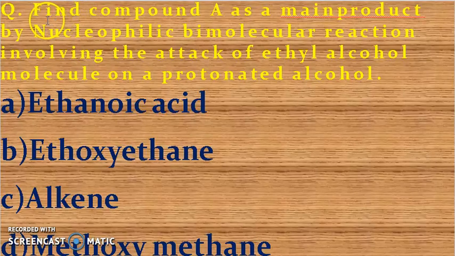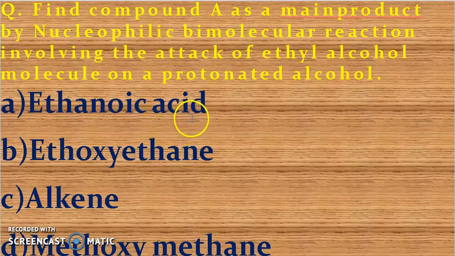The question I have given is: find the compound A as a main product by the nucleophilic bimolecular reaction. What does that mean? Nucleophilic bimolecular reaction means it is an SN2 reaction. Actually the reaction involves an attack of ethyl alcohol molecule on a protonated alcohol. So the ethyl alcohol is attacking the protonated alcohol, right? That is how we get compound A as the main product. So we have to find compound A as per the SN2 reaction.